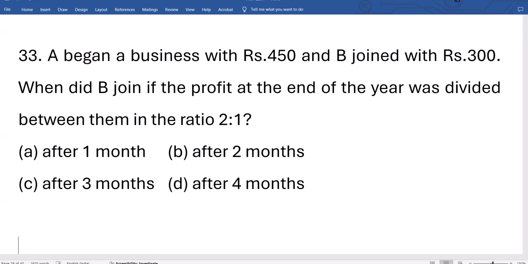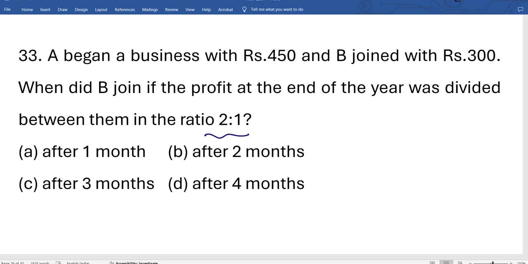A begins a business with rupees 450 and B joined with rupees 300. Not immediately, after some time. A started, after some time B joined. Question is, after how many months B joined? Now they given profit share ratio is 2 is to 1.